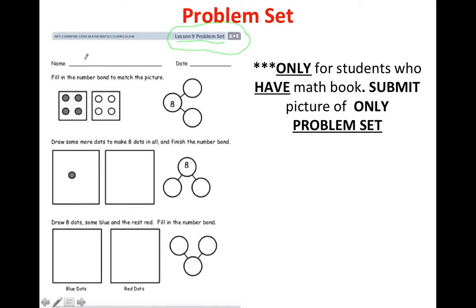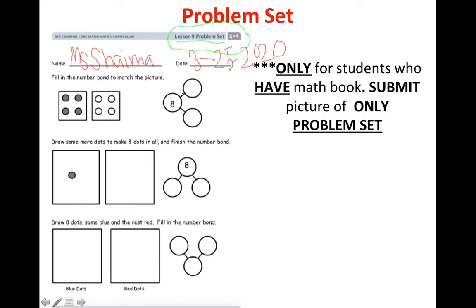Let's get started. First things first, we write your name. It is very important because we have to keep track of who's submitting work, and the date. So I'm going to label my picture with the name and the date. And today is 3-25-2020. Okay, let's get started. So I can see I have 2 dice. The instruction says fill in the number bonds to match the picture.